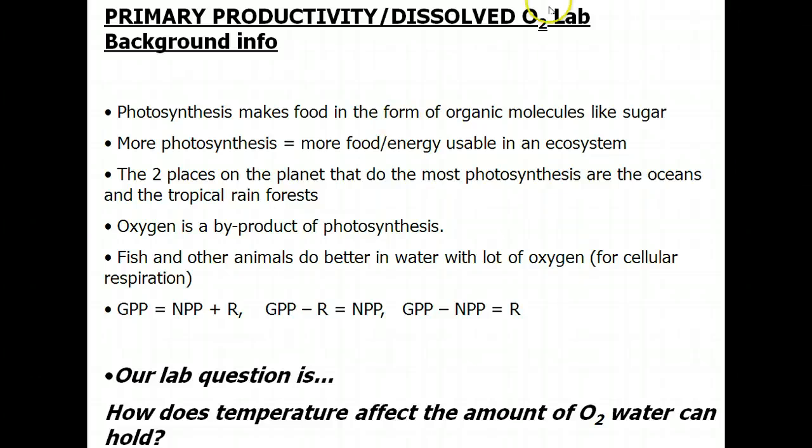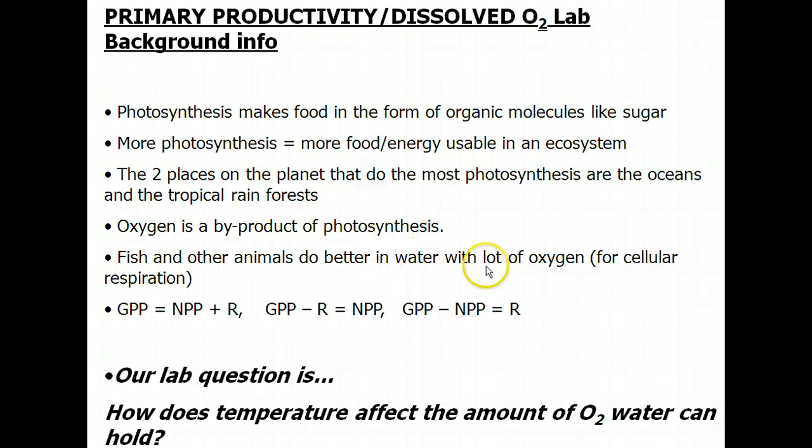All right, primary productivity. Basically, photosynthesis makes food in the form of organic molecules like sugar. More photosynthesis, more food energy usable in the ecosystem. That's why the tropical rainforest has a lot more energy and a lot more animals than a desert. The two places on the planet that do the most photosynthesis are the oceans, just because there's so much ocean, and the tropical rainforest. Oxygen is a byproduct of photosynthesis.